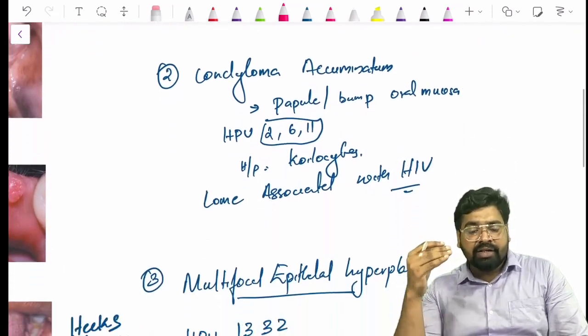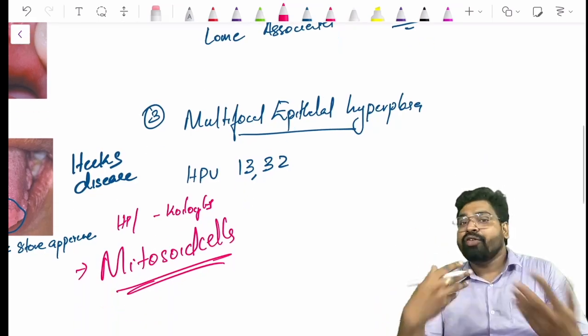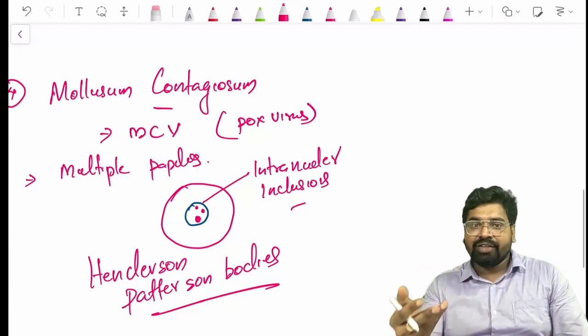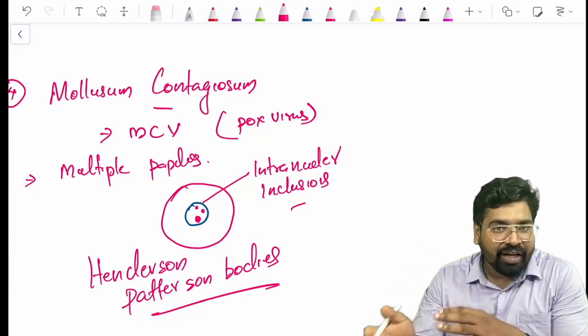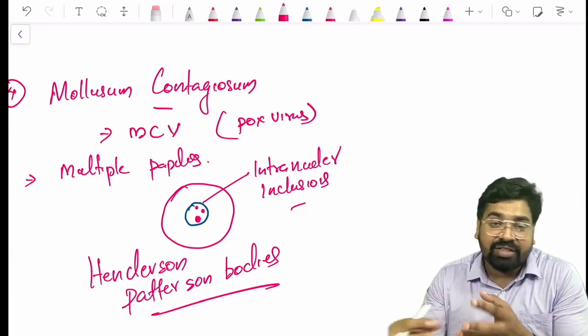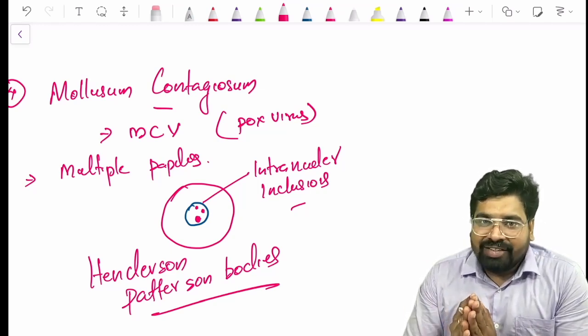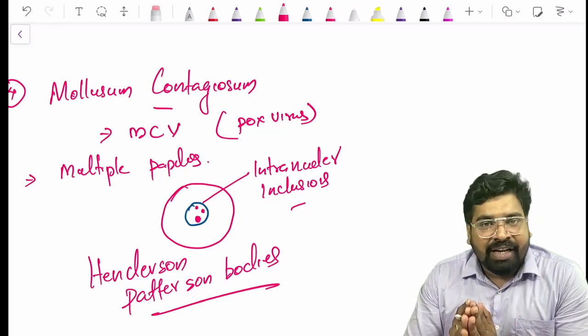And then the third one we saw was multifocal epithelial hyperplasia. There you have seen the mitosoid bodies. And the fourth one, molluscum contagiosum, is caused by MCV, not HPV. And there are Henderson-Patterson bodies, which are inside the nucleus. Okay, so I hope you understood the epithelial benign lesions of the oral cavity.